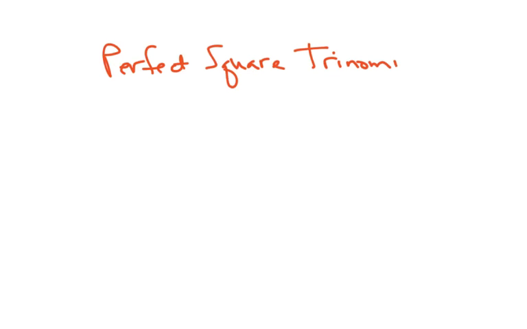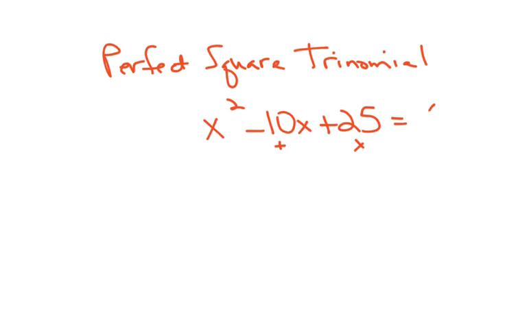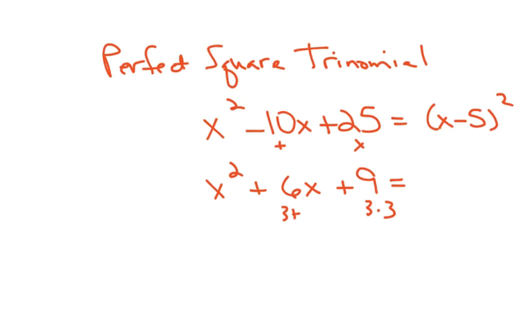Some examples of perfect square trinomials are x squared minus 10x plus 25. It's a perfect square trinomial because the last term is a perfect square. It's a number times itself. But the middle term is that same number plus itself. In factored form, this is x minus 5 squared. x squared plus 6x plus 9 is also a perfect square trinomial because this is 3 times 3 and this is 3 plus 3. It factors into x plus 3 squared.